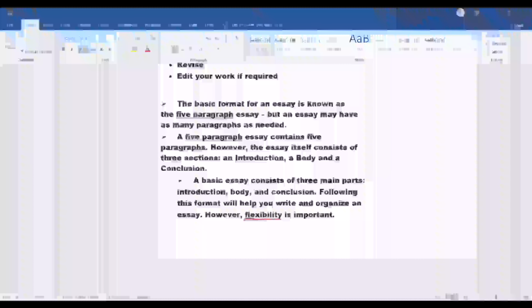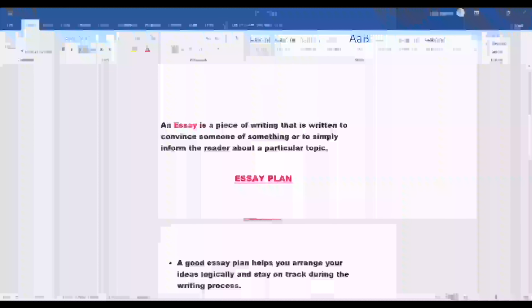So we've discussed what an essay is. How do we write, and what is an essay plan? How do we write an essay? What are the 3 basic sections of writing an essay? So here we proceed further.